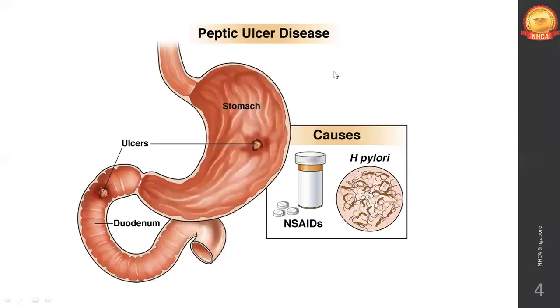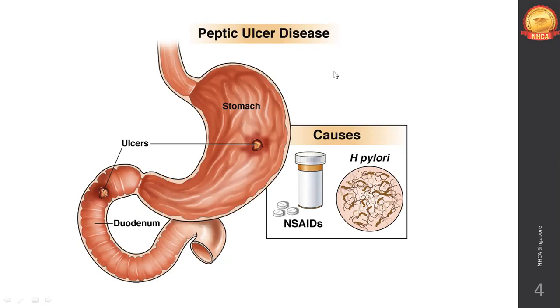Next is peptic ulcer. So what is an ulcer? An ulcer is a wound that happens in your mucosal membrane. When the mucosal membrane has a wound, we call it an ulcer.